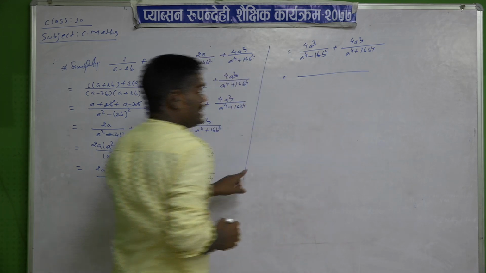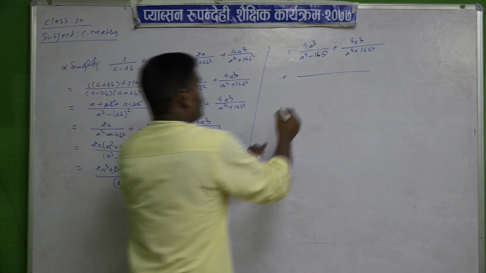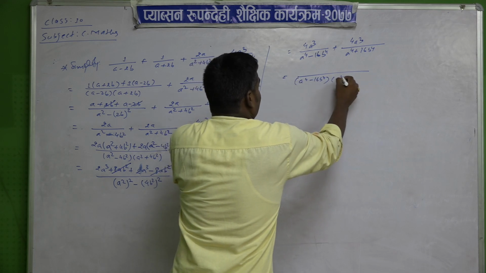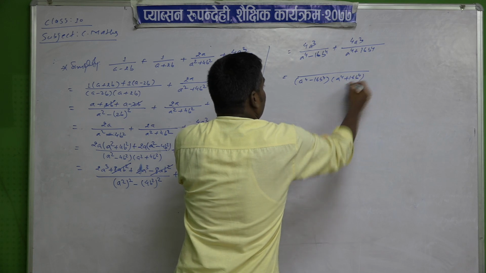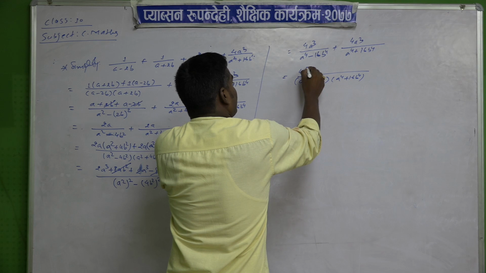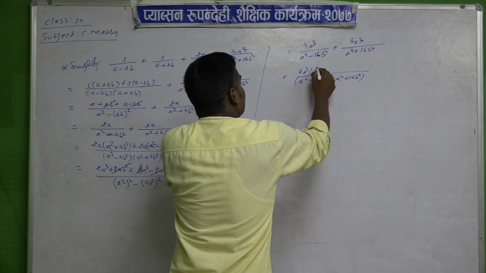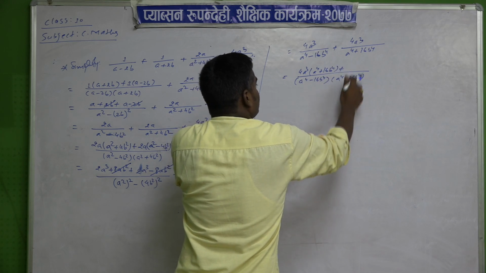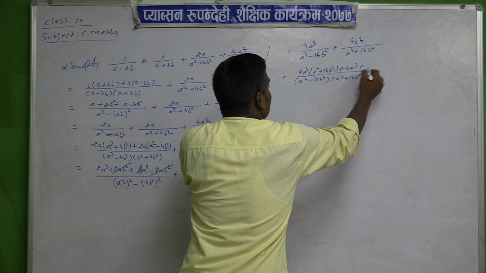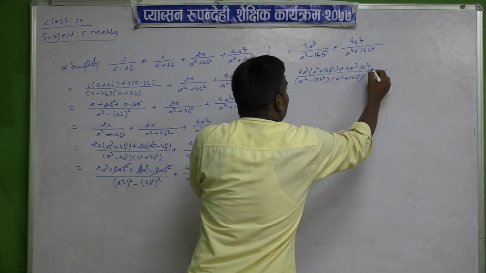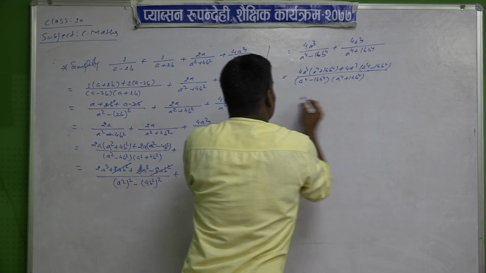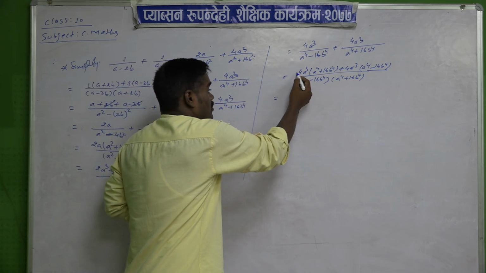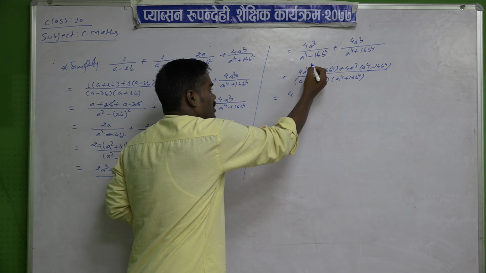Now again the LCM will be what? Both. So (a⁴ − 16b⁴)(a⁴ + 16b⁴), this cancelled, 4a³ into (a⁴ + 16b⁴) plus this cancelled, 4a³(a⁴ − 16b⁴). Now open the bracket. So here plus into plus plus, 4a³ into a⁴.